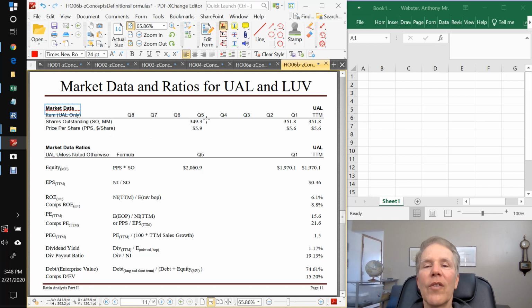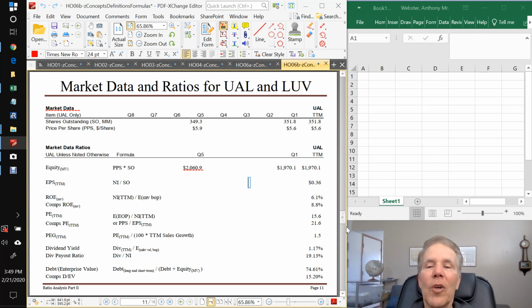To do this, we need the market data. All we need, we don't need much, is shares outstanding and price per share. And from that, we can get the equity just by multiplying those two together, equity market value. And then we could go through and do our ratios. So we did ROE market value, just like ROE in the previous chapter, except now we're using equity market value.